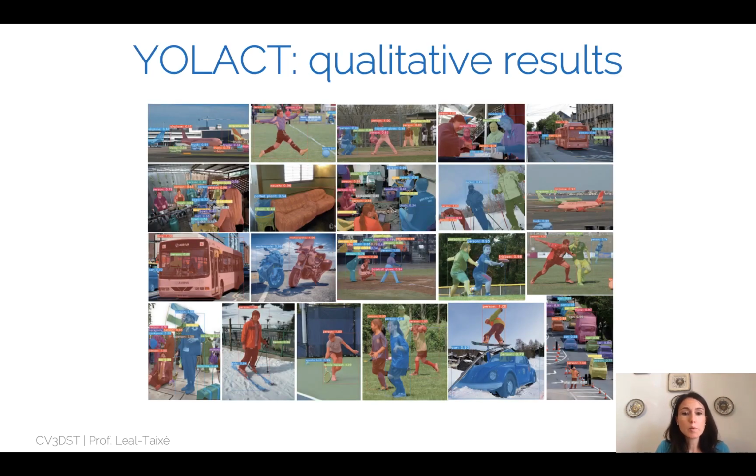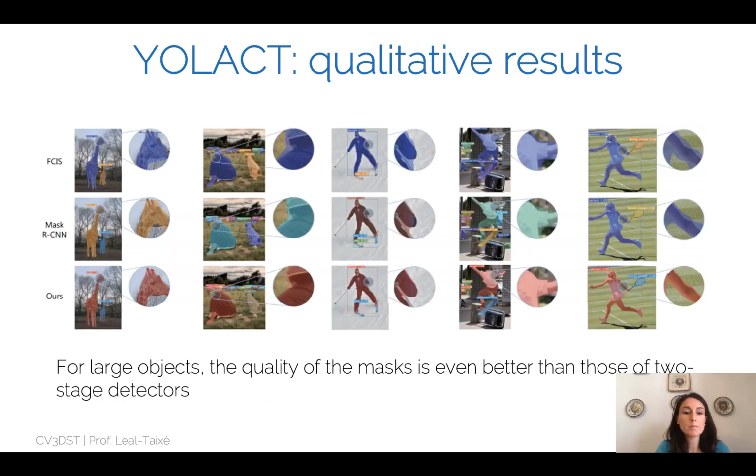And the results are actually pretty good, so we can see that we can segment a lot of semantic classes, a lot of instances with quite a large degree of occlusion. See, for example, these two persons being separated correctly. And the method is, of course, fast because it's a one-stage segmentation method. Now, for large objects, the quality of the masks is even better than those of two-stage detectors, but of course the quality is a little bit reduced for small objects. So for small objects, the quality is not as good as for Mask R-CNN.